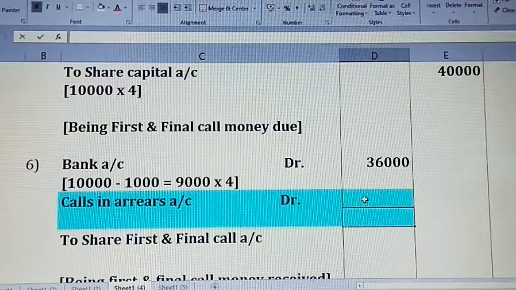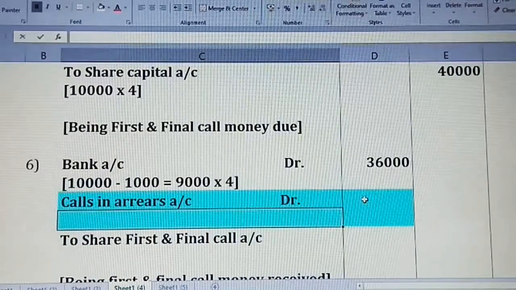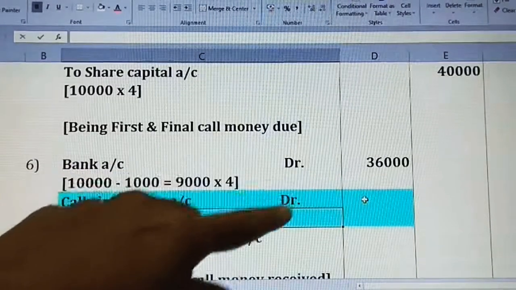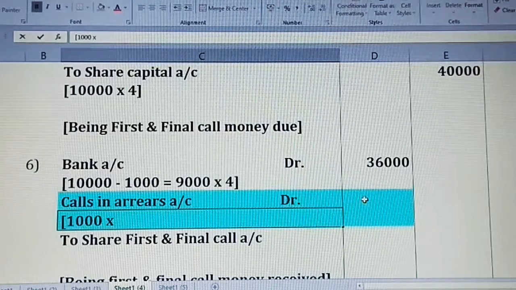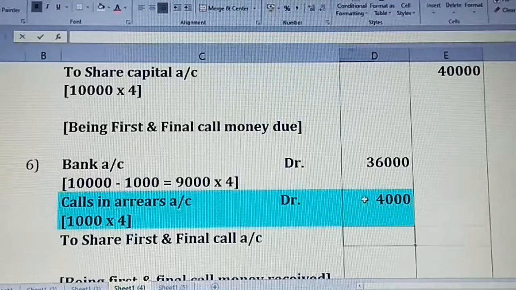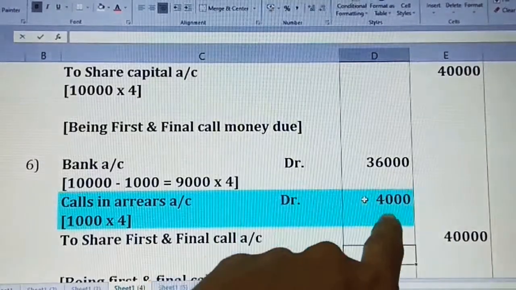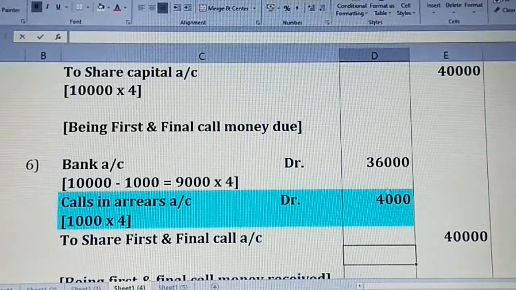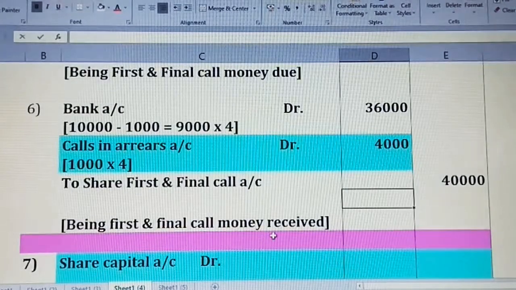Next, what is not received? We have to make an entry. Calls in arrears account debit. Always whenever you have arrear, it will be debited. Show both: what is received, what is not received will be debited. So here what's not received, 1,000 shares is not received, at the same rate, it's 4,000 that's not received. So the actual value to be received is 40, out of 40, 36 is received. Held on is going to be 4,000. Observe the narration, being first and final call money received.